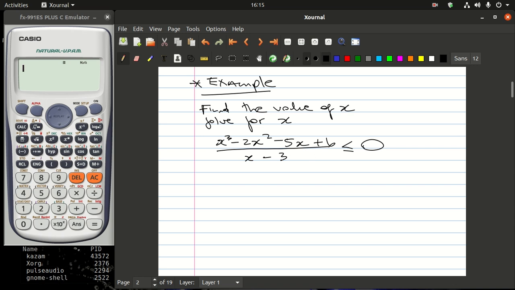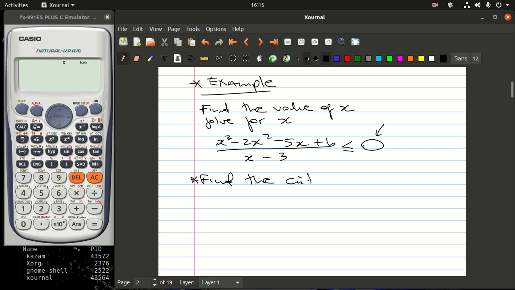Now, how can this be actually determined? First of all, we said that the first step is to bring everything to one side. You can see here we already have a 0, so everything is on the left, so there is nothing else that we need to do. We just need to move to the next step, which is find the critical values.